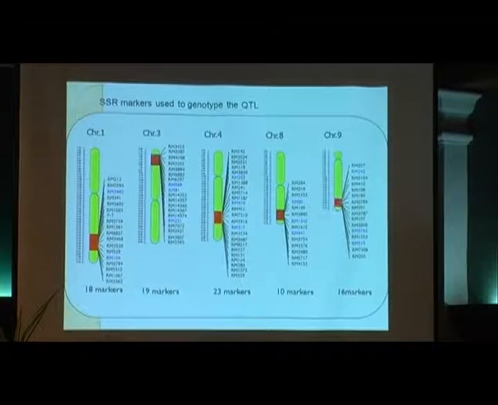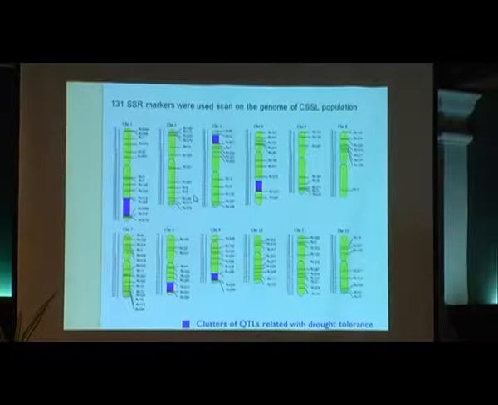Actually, we got a problem here because we ran out of polymorphic microsatellite markers for us to dissect the region and to have a small segment of the QTL. And aside from following up the region of the QTL, we did a genome scan using 131 markers from chromosome 1 to chromosome 12, just to be sure.